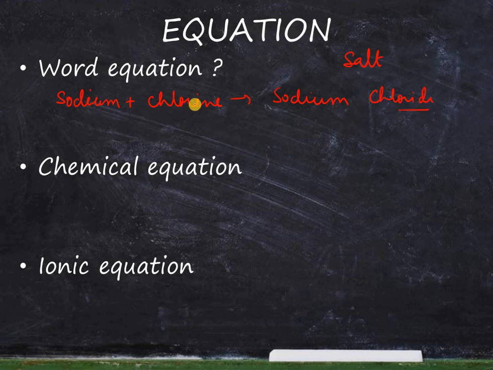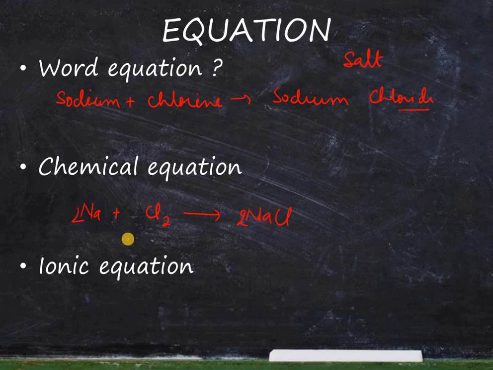Now, if I have to write the same equation as a chemical equation, what will I write? I will write sodium, which is a metal, plus chlorine, which is a molecule, Cl2, and it will form sodium chloride, which is NaCl. Now we have to balance it. Since there are two chlorines, we just put two here and two here, and done.